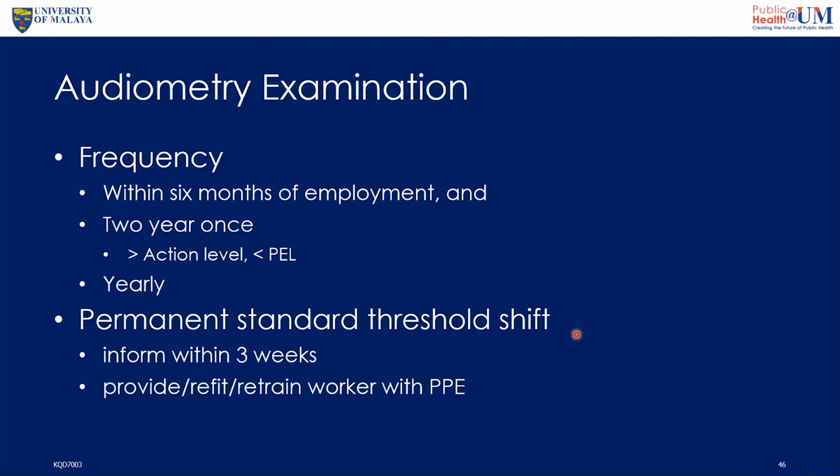So how do we do it? Within 6 months of employment, once in 2 years if it's between action level and PEL, right, yearly. And a permanent standard threshold shift, informed within 3 weeks and provided refit, retrain, and worker with PPE.